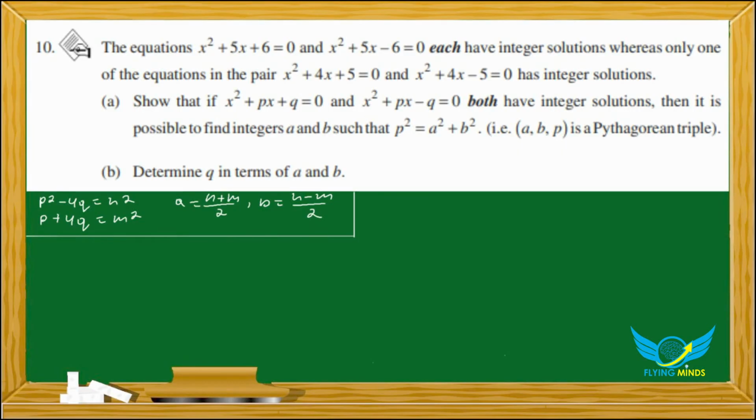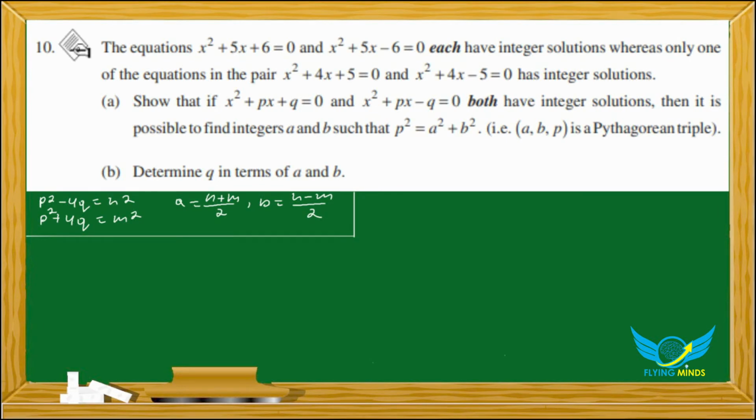Okay, let's do part B. So we need to express q in terms of a and b, right? So I just left reminders here on how we expressed the discriminants of both equations. In the first equation, the discriminant is p squared minus 4q equals n squared, and for the second equation, the discriminant equals p squared plus 4q equals m squared.